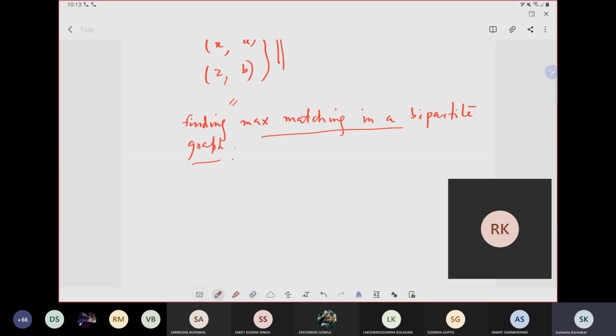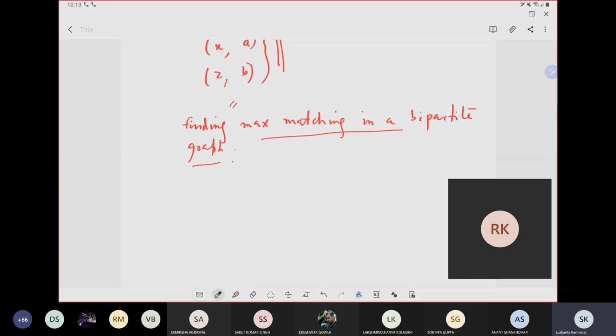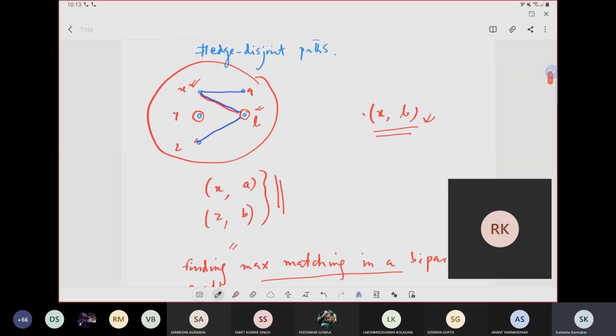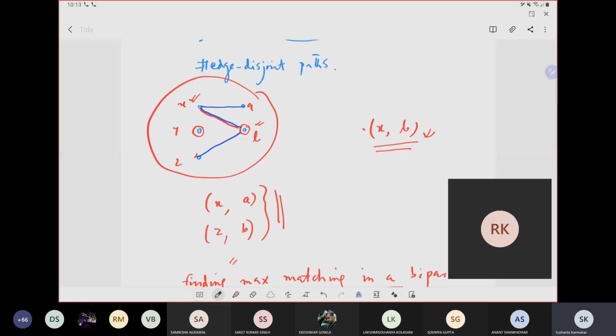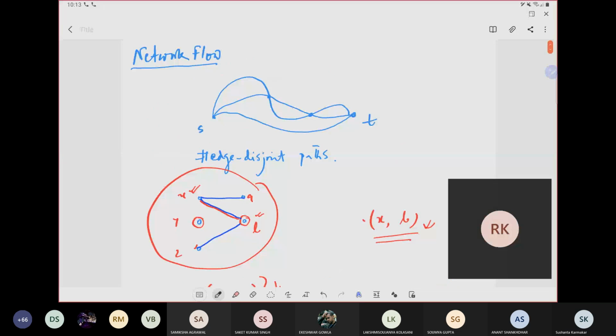So these are very motivating and interesting problems. Remember that there is no weight associated with this graph. Here also there is no weight. I'm only interested in edge disjoint paths. There may be a concept like edge disjoint shortest path, but that is something different.